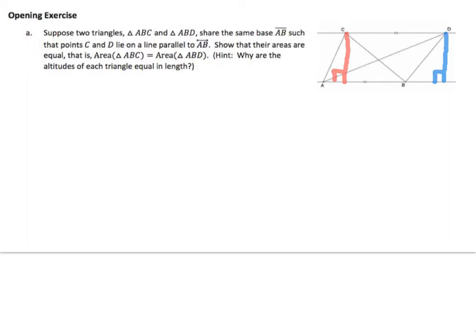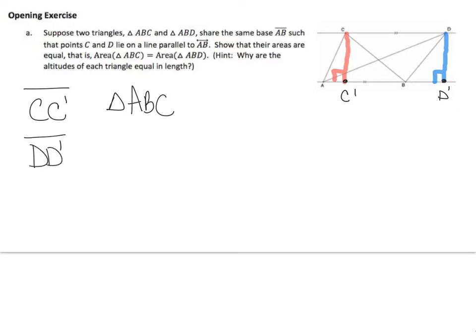All right, so let's see. Let's go ahead and label this C prime and that D prime. All right, so we just drew a perpendicular line to line AB through C, and we labeled that intersection C prime. So segment CC prime is the altitude for triangle ABC. And we did the same for triangle ABD. We got altitude DD prime for triangle ABD. Cool?